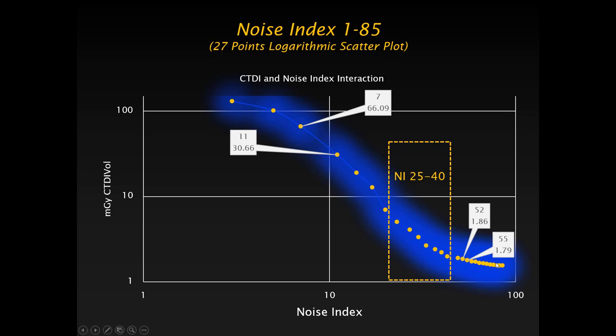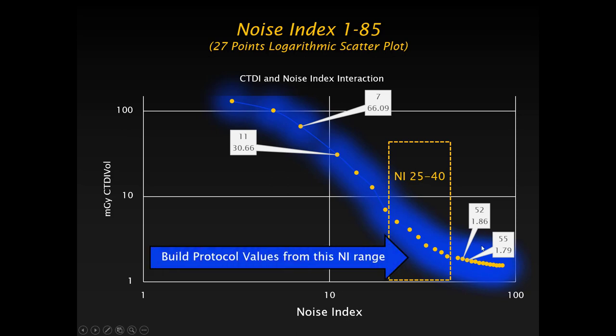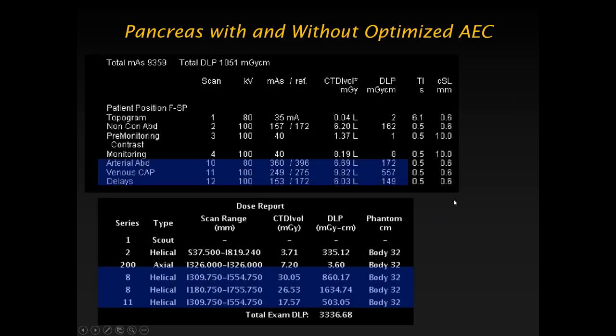And down here, there really is no reason to change your exposure. It's not really going to do much for you. So you'll want to build your protocols from here whenever possible. So it's not so sensitive that if you forget to change it, it will fail and it will give you meaningful exposure results. And here's an example of a pancreas that was done with and without optimized AEC.